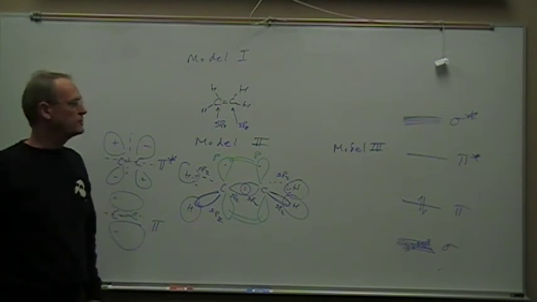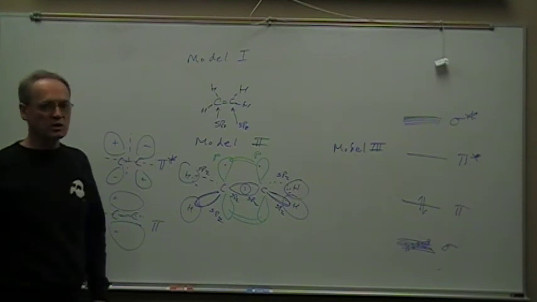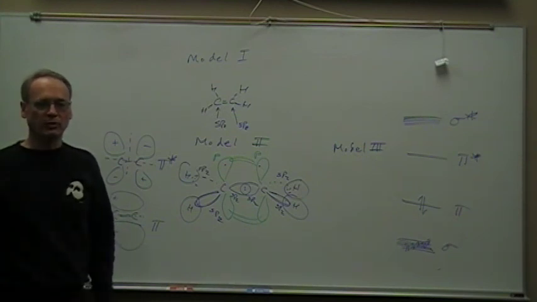We'll stop at that point for this video, and then we'll do another video shortly which involves a conjugated diene, and we'll see what its molecular orbital scheme looks like.